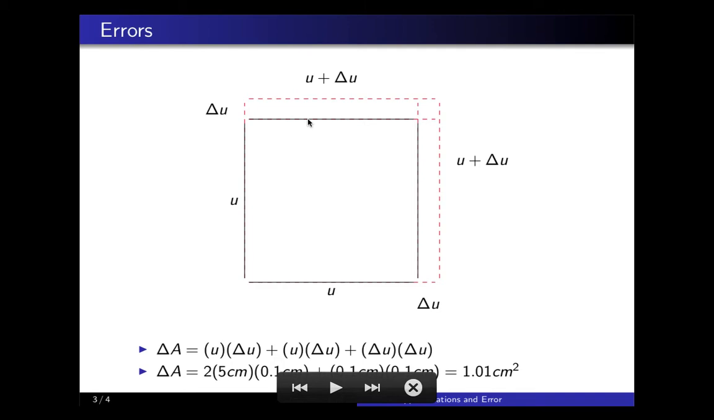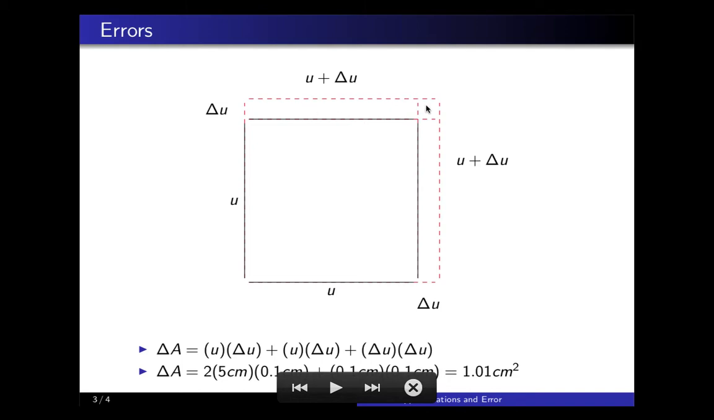From what we've said, u is 5 centimeters and delta u is a tenth of a centimeter. So you'd get a half centimeter squared up here. Then on the right-hand side, you have a length of a tenth of a centimeter and a width of 5 centimeters, so you get another half centimeter squared from there. And then you get this little square sitting up in the top right, with lengths of 0.1 centimeters on both sides. So you'd get 1/100th of a square centimeter from there.